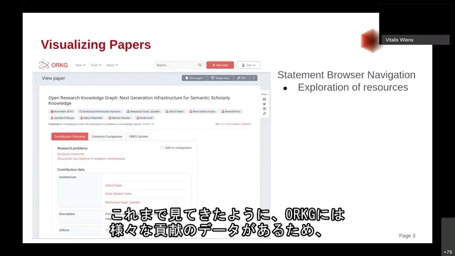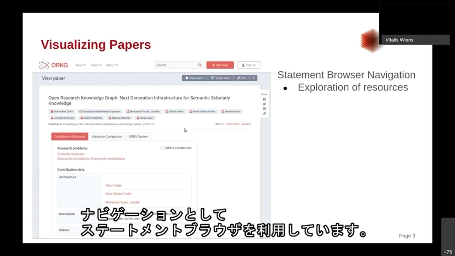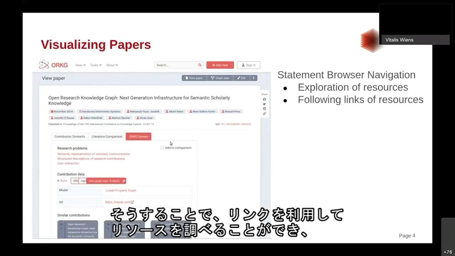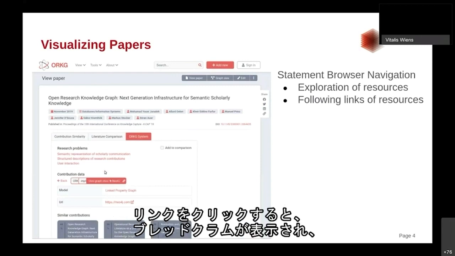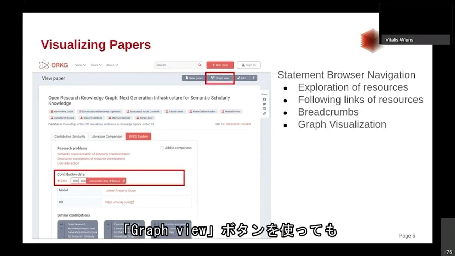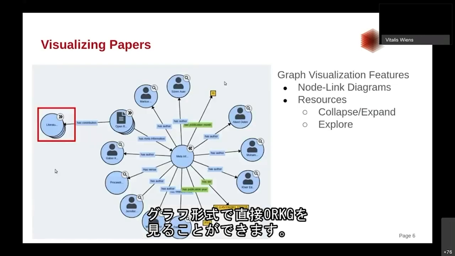As we've seen before, we have the different contribution data, and we use the statement browser as navigation, and it allows you to explore resources using links, and then you can click on them, and you will receive breadcrumbs that help you to navigate through the information that is stored in a comparison or in a contribution, sorry. And you can also use the graph view button, which allows you to see directly the graph.